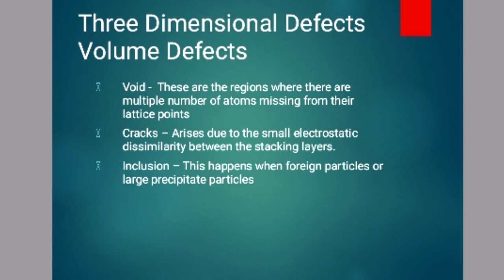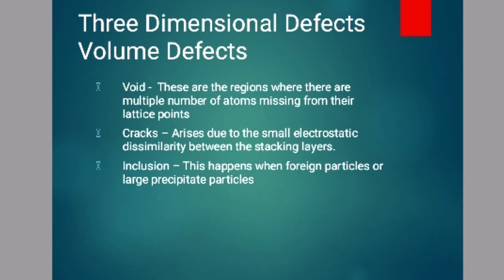As I already said, the lattice site is a place where the atom is stored. It is similar to the eggshell where the eggs are placed, and you can consider a single egg as an atom. So when multiple number of atoms are missing in the lattice sites, we can term it as a void. So the next one is cracks.